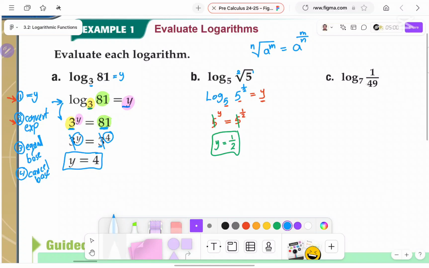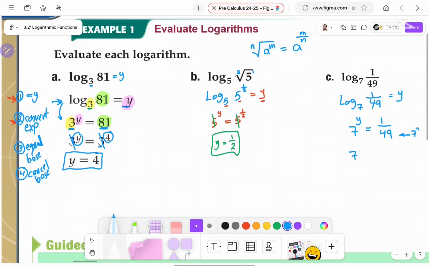Now, question number 3. Same thing here. First step, equal with y: log base 7 of 1 over 49 equals y. Then after that, I convert it to exponential: 7 to the power of y equals 1 over 49. Now look at the bigger base. The big base is 49. How can I convert 49 to become the same base, 7 to the power of something? 49 means 7 to the power of 2, right?